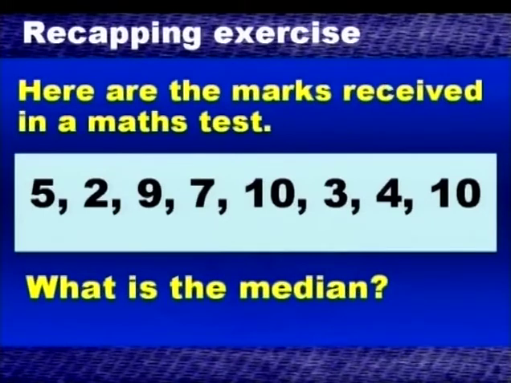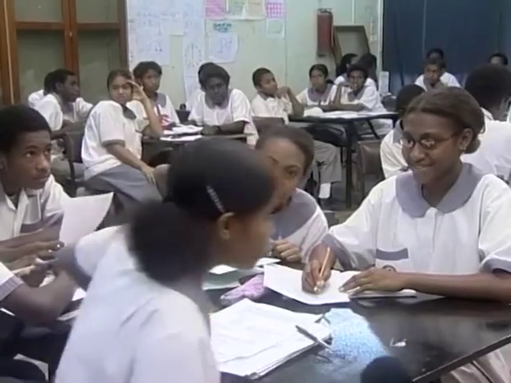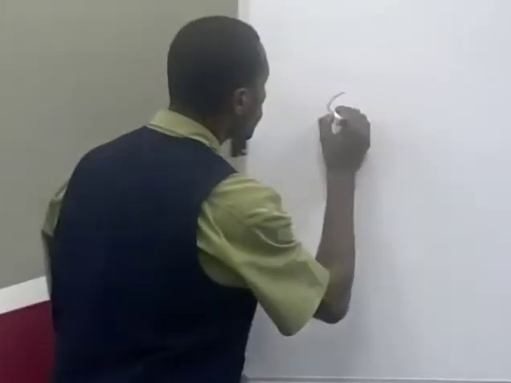Okay, let's correct the answers. Let's check the answer. Stephanie, Anne, can you give us the answer? The median is 6. Class, do you agree with that? Yes. Okay, Stephanie, please, can you tell us how you got that? Two middle scores and divided them by 2 and got the median.